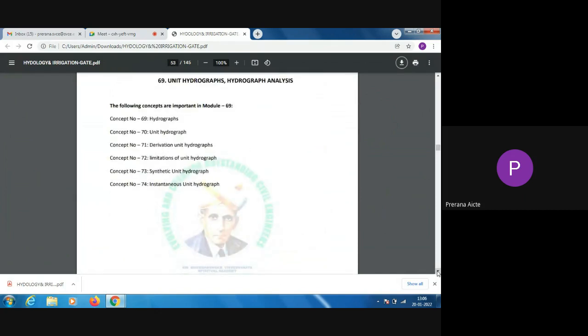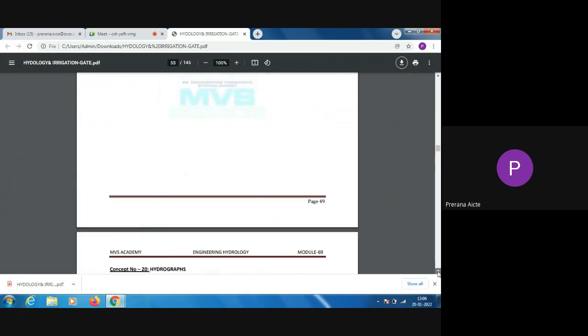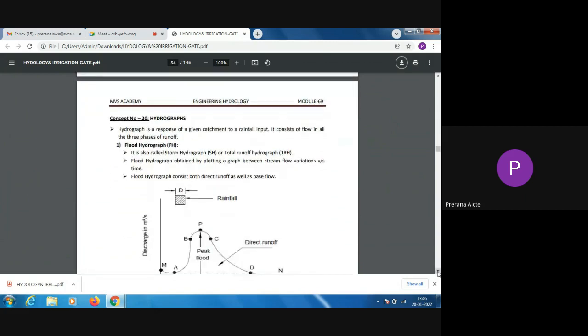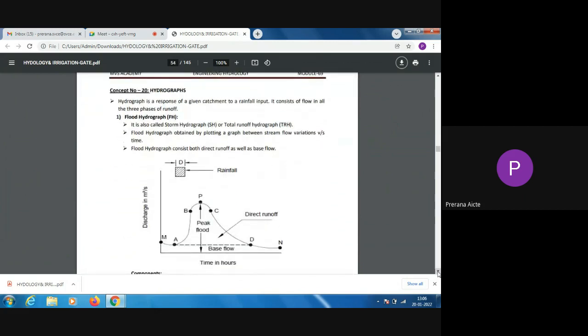So: hydrographs, unit hydrographs, the derivation of unit hydrographs, limitations of the unit hydrograph, then the synthetic unit hydrograph and the instantaneous unit hydrograph. So what do we mean by a hydrograph? A hydrograph is the response of a given catchment to a rainfall input. It consists of flow in all three phases of runoff.